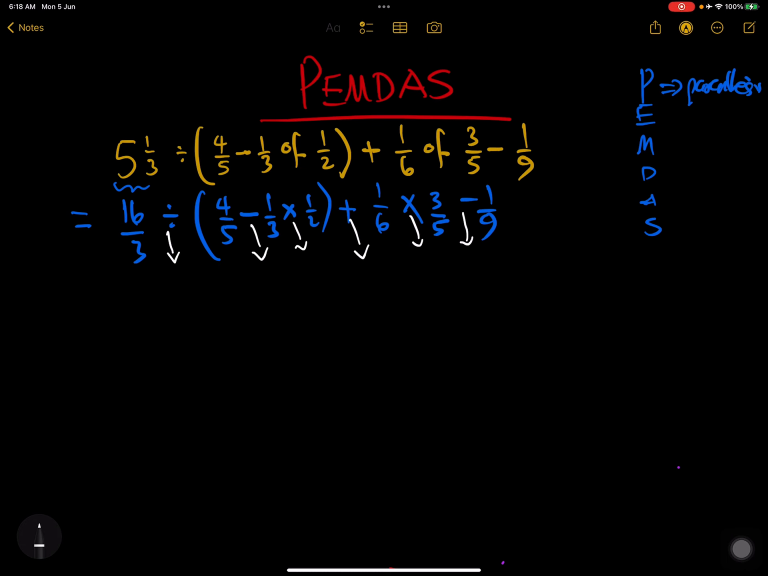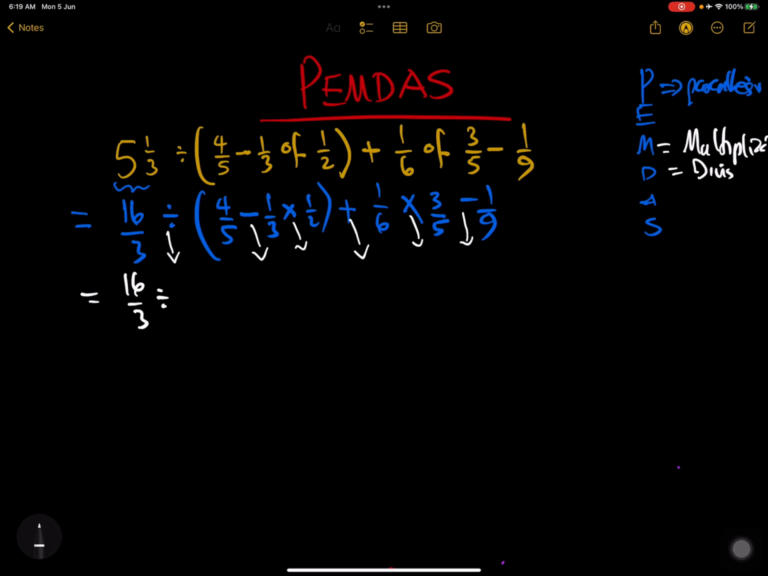Which of these do we need to start with first? From the PEMDAS table, multiplication comes before division. So we need to start off with multiplication. And we are still living in the parentheses. So let's finish the one in the parentheses. We're going to have 16 over 3 divided by, what is in the parentheses?